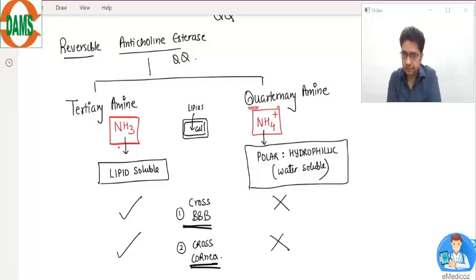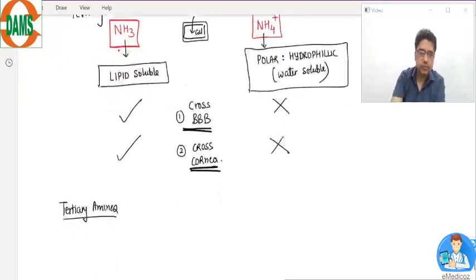So my question is, if you want to increase the level of acetylcholine in the brain, which I will tell you for Alzheimer's disease, you will use which drug? Tertiary amines. Because tertiary amines are lipid soluble, they can cross the blood-brain barrier. So let's talk about tertiary amines first.